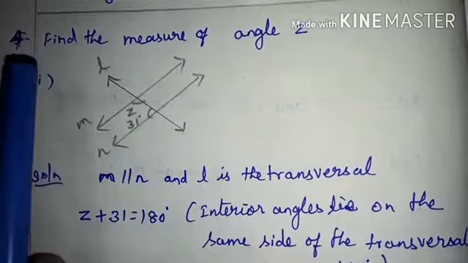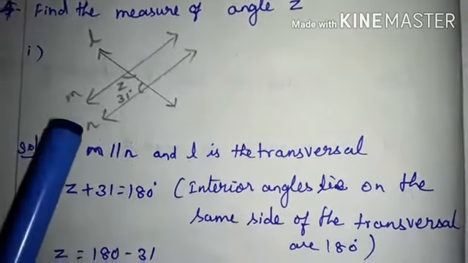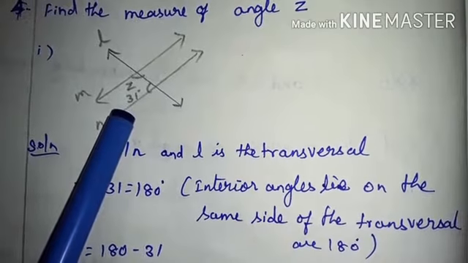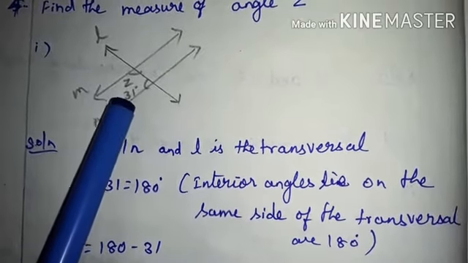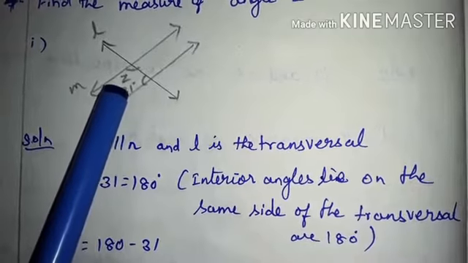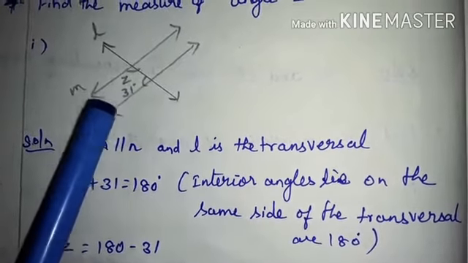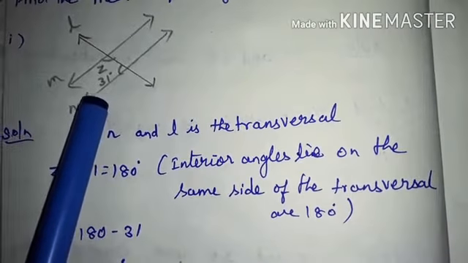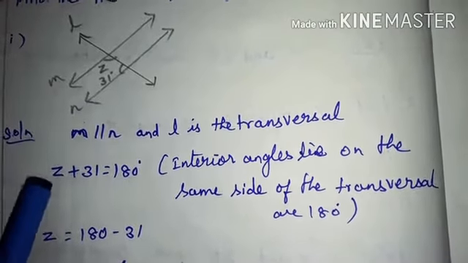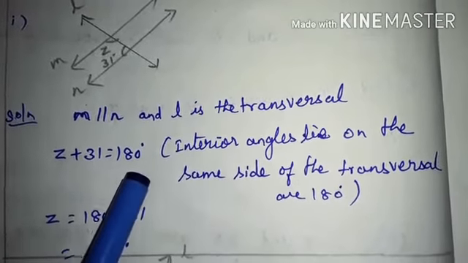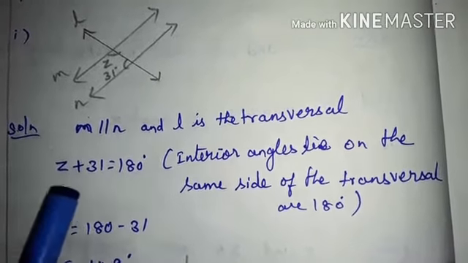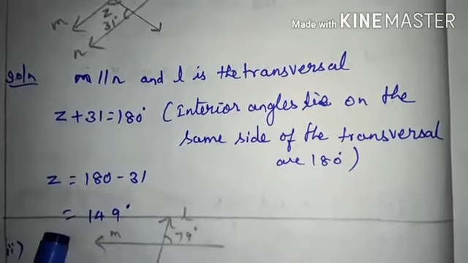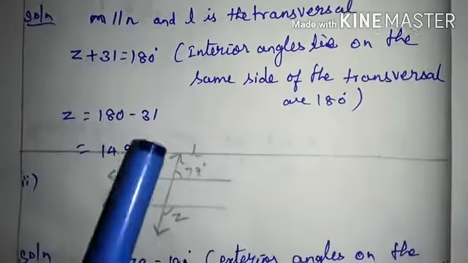Fourth one, find the measure of angle Z. Here Z and 31 lie on the same side of the transversal but in between M and N. Then we say that the interior angles on the same side of the transversal have a sum equal to 180 degrees. That is, angle Z plus 31 is equal to 180 degrees. From this you have to find the value of Z. Z equals 180 minus 31, we get the value of Z as 149 degrees.